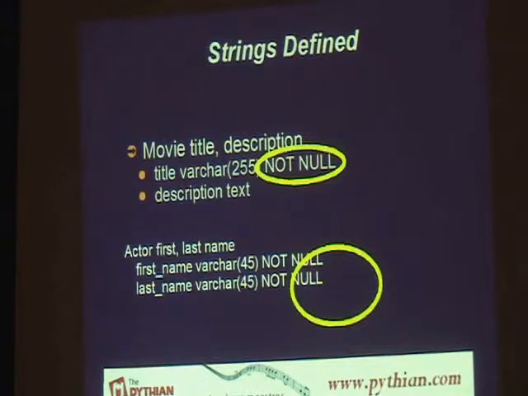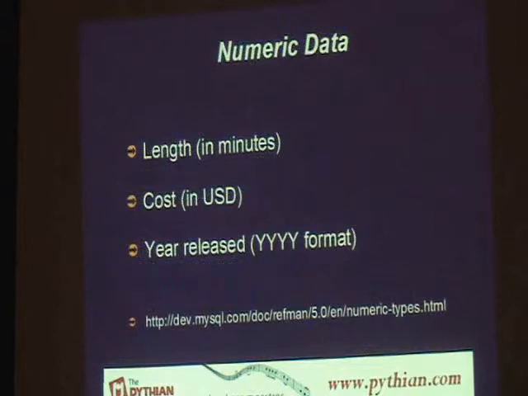I could rant for longer, but I'm not going to. And again, we already went into what happens when you have someone with no last name. So, numeric data. Some of the numeric data we had are length in minutes, the cost in US dollars, and the year released. So there are numeric types that we can use.